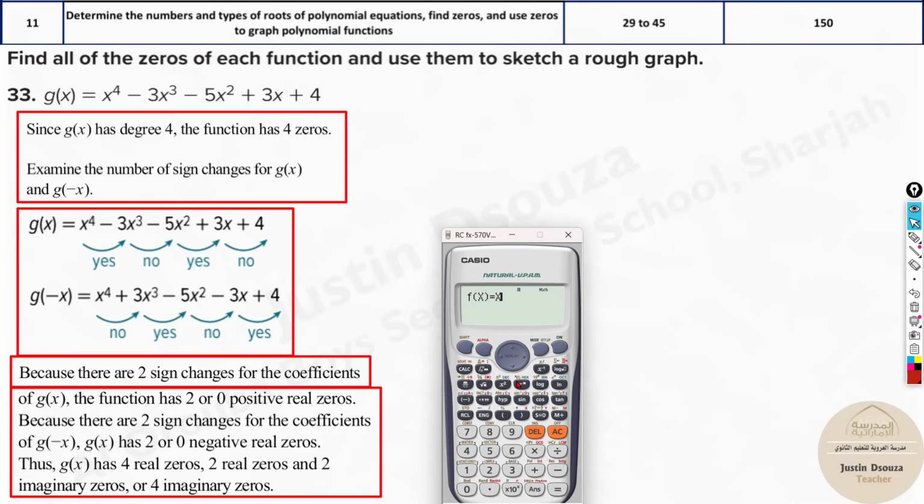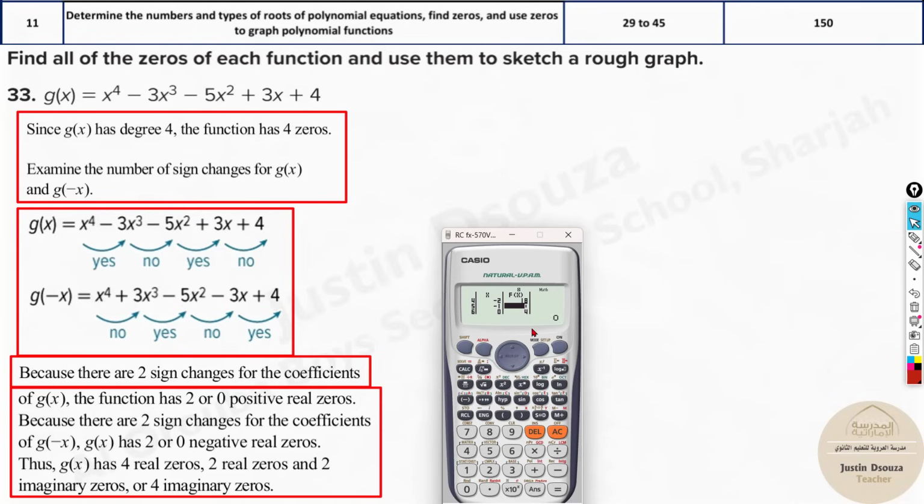Now type this, x to the power 4, minus 3x cubed. Then we have negative 5x squared plus 3x, and lastly we have plus 4. Press equal to, this option won't be there, just press equal to. Now let's start at say minus 5, end at 5. I don't know the value, so I'm just taking minus 5 to 5, and then the step, let it be 1.